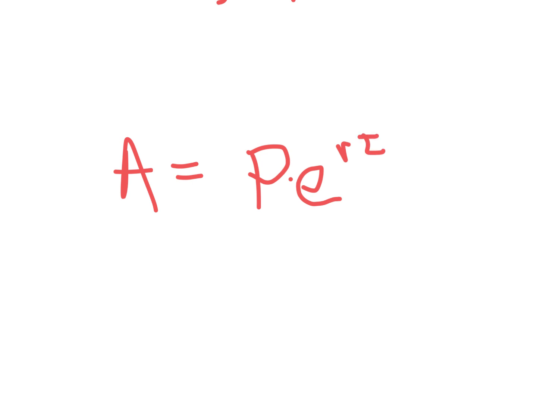PERT. Now, in this class, at this level, we don't make you memorize this formula. So you'll just have this formula at the top of the test, and you'll need to know when to use it. The time you use it is if they say the word continuously. So if they're compounding not daily, monthly, by the minute, if they're compounding continuously, e becomes your key.